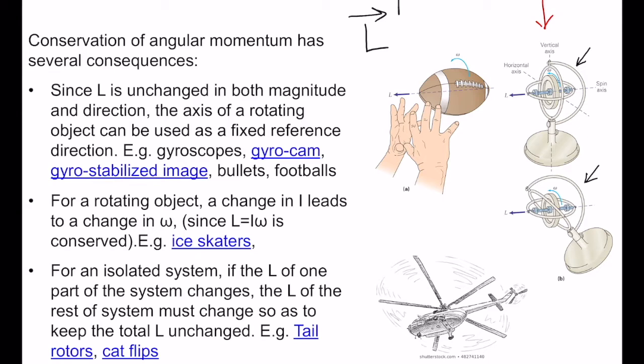Okay, another application of this is when you pitch, I always forget what sport this is, I assume this is a football. So when you pitch a football, if you give it a spin, then the football will keep pointing in the direction of its spin. So in this case, this football has been given a spin indicated by this curved arrow here, omega, and so it will have an angular momentum which points in the direction shown by this arrow.